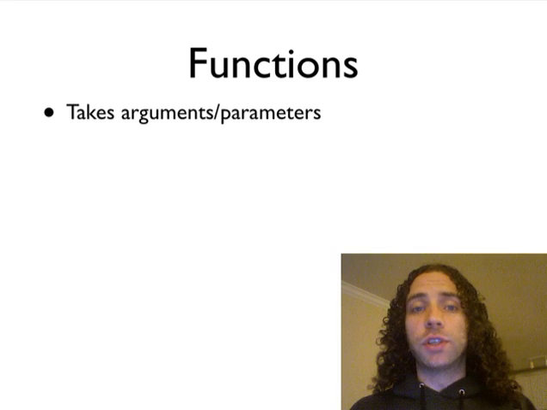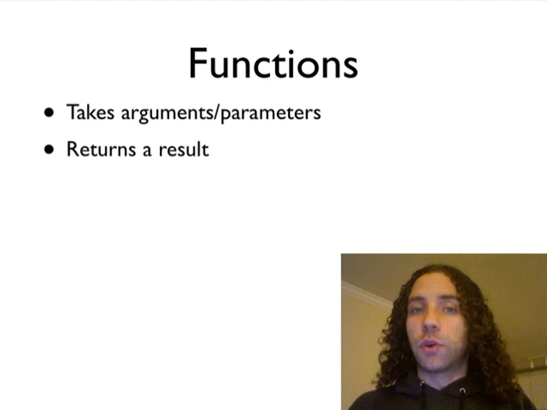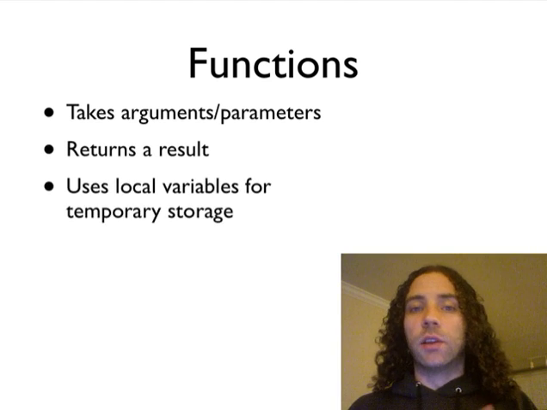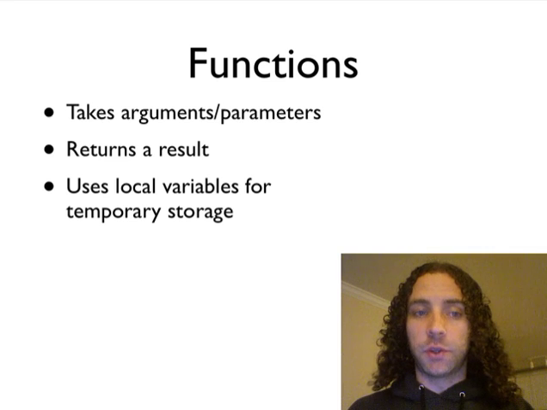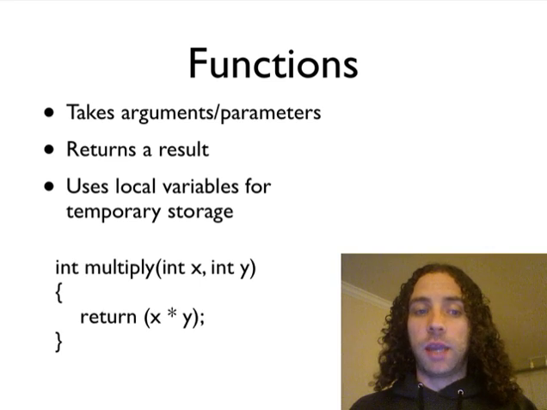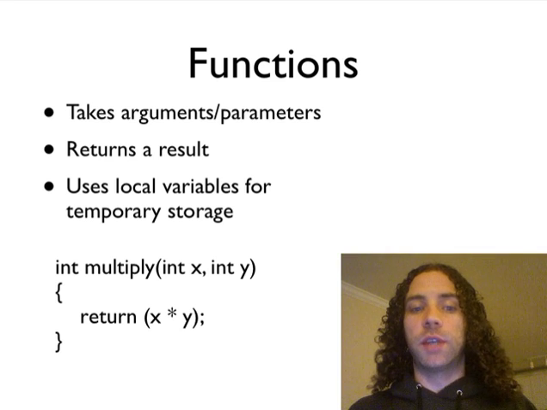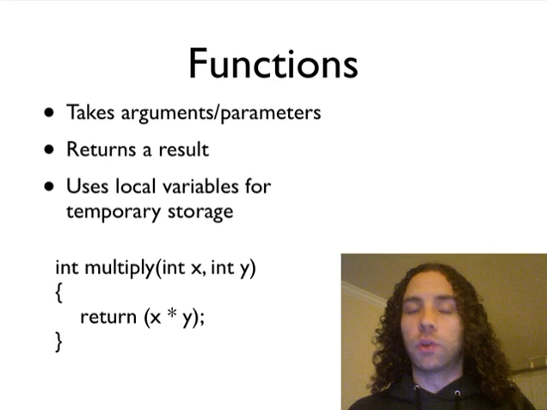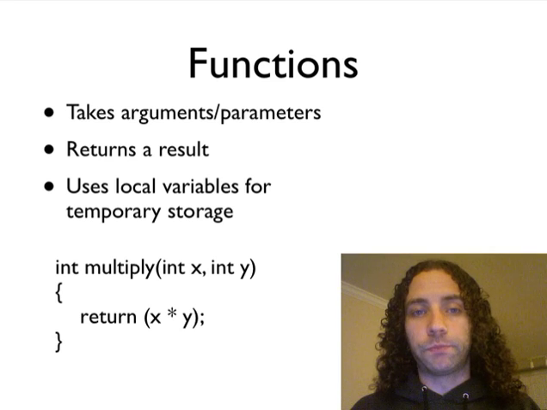So basically, a function is just a piece of code which takes arguments or parameters and can return a result. And it has local variables that it can use for its own temporary storage. A good example being this function to multiply two numbers together. It takes parameters x and y, returns the result by multiplying them together.